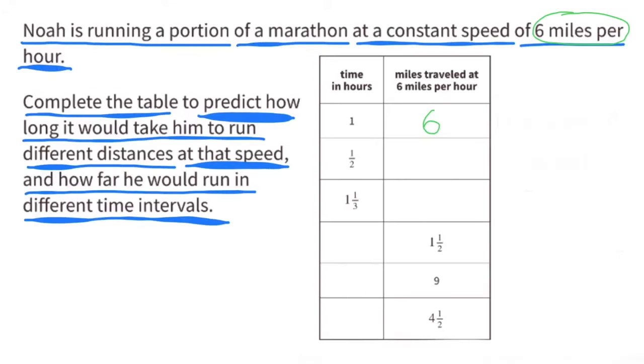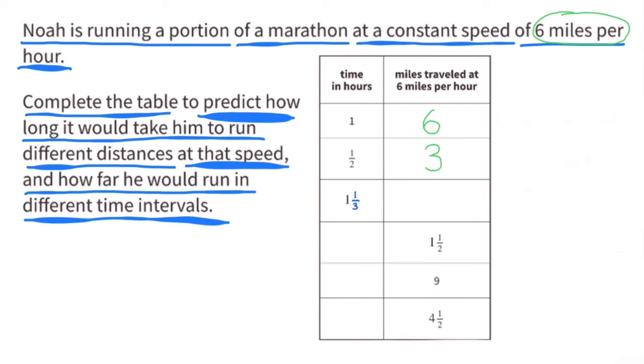If the time in hours was 1 and he's running 6 miles per hour, then the miles traveled at 6 miles per hour would be 6. If the time in hours was a half hour, 1/2 is half of 1, so half of 6 would be 3. At 6 miles per hour, the distance traveled after 1/2 hour would be 3 miles.